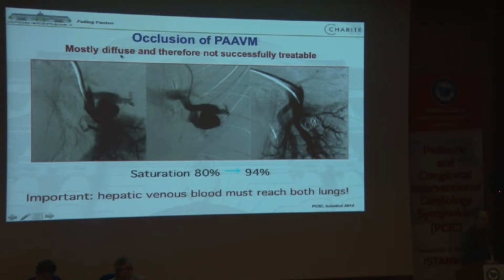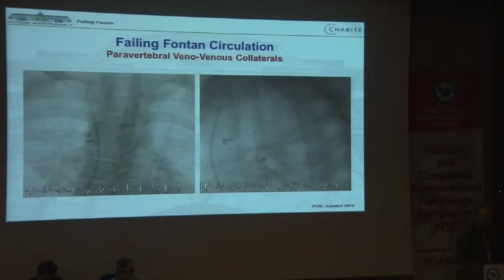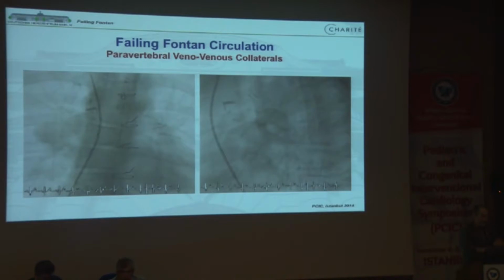Most of them are diffuse and not really manageable by interventional techniques, but if these are in this manner and combination, then you could put in coils, occluders, or something else to get rid of these malformations, which is improving the saturation in this patient from 80% to 94%, which is enormously sufficient in improving the quality of life in these patients. Some of those are developing very, very strange paravertebral veno-venous collaterals.